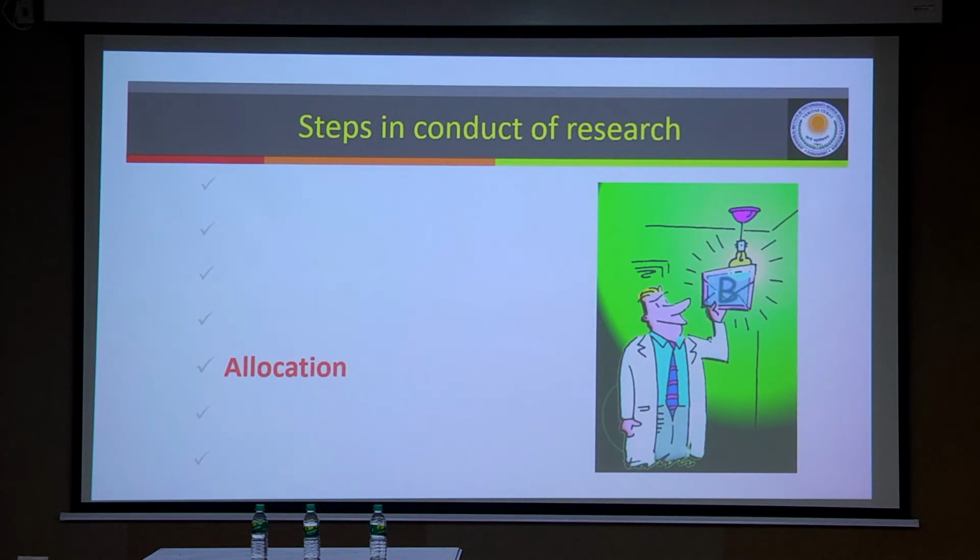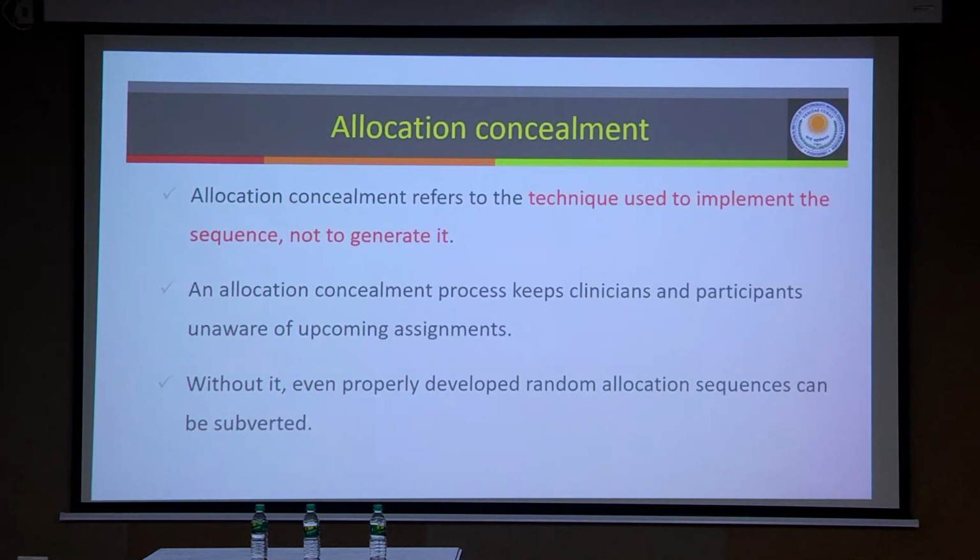You have created random numbers, but you should also make sure of the technique used to implement the sequence. Generating the sequence is one step, that is randomization. But how you are going to implement it when it comes to the field. An allocation concealment process keeps the clinician and participants, both of them, unaware of the upcoming assignments. So if you keep it concealed, you don't know what the next patient is going to pick, and whether he is going to go to control or intervention, even you don't know, neither will the patient. This is called allocation concealment.